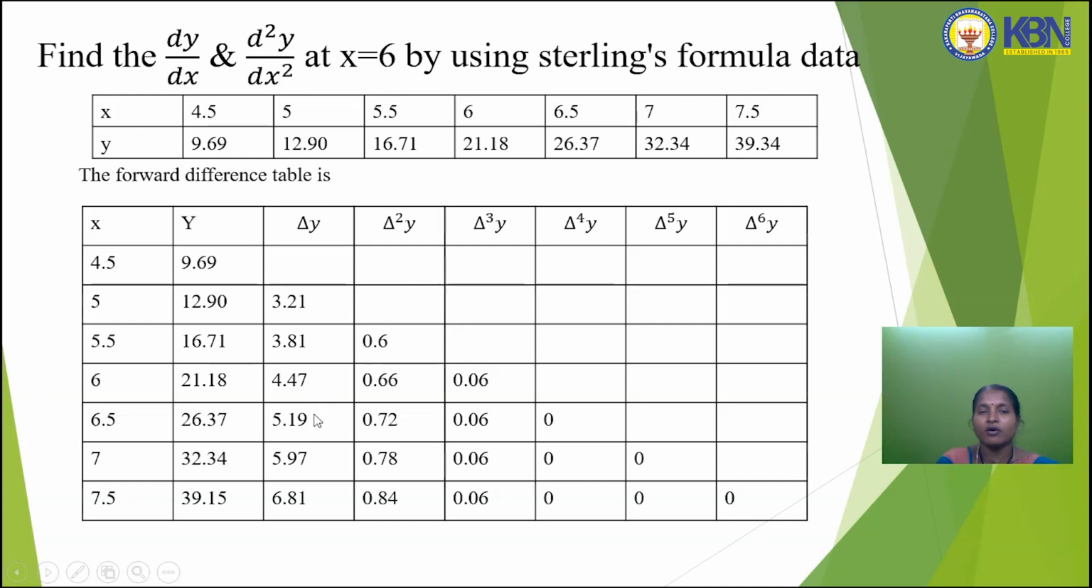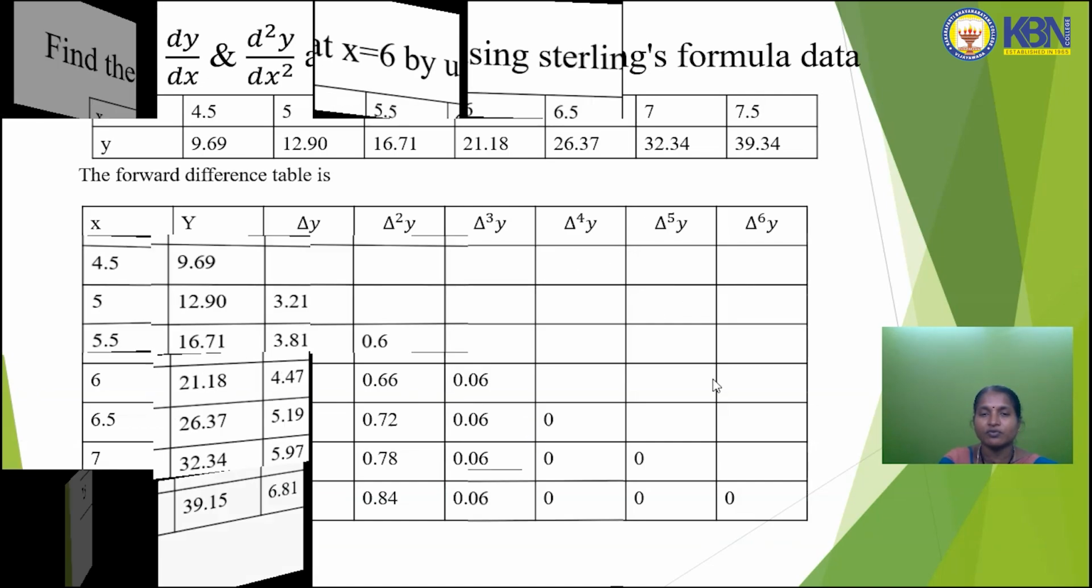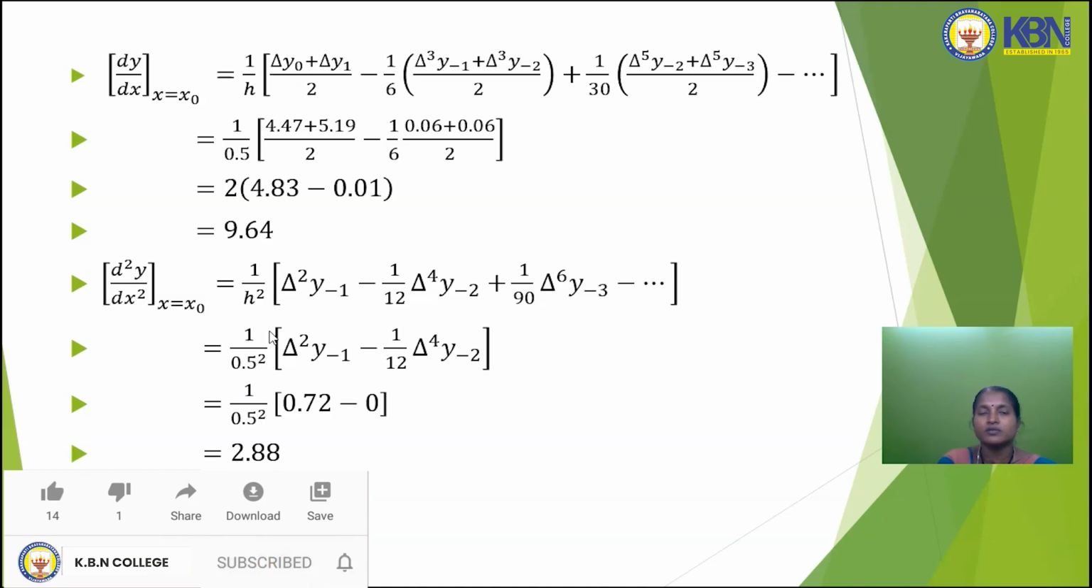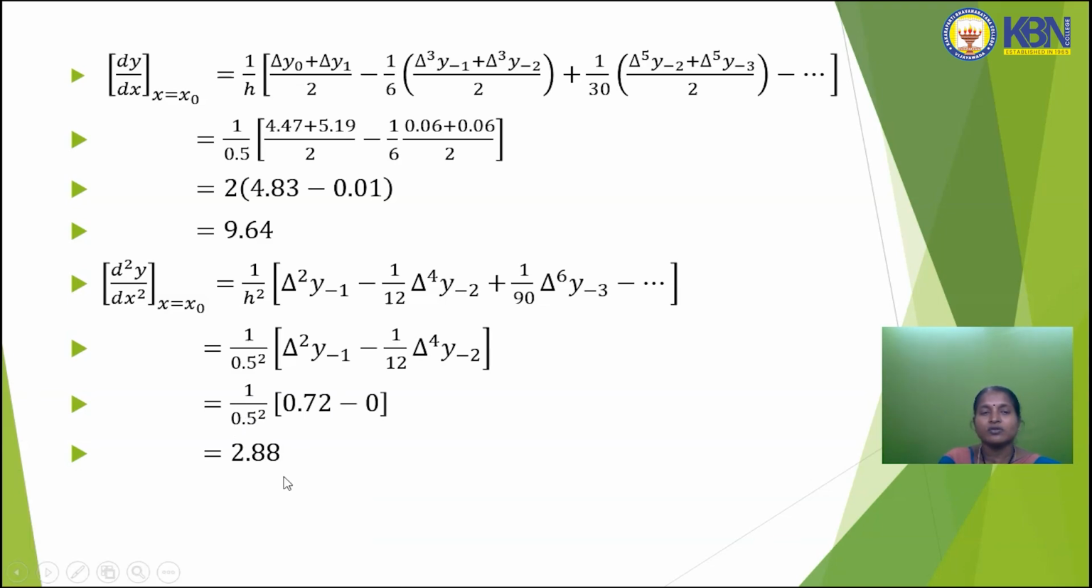This is delta y naught, delta y1, the corresponding value 0.72, because up and down, so the second difference value is 0.72. Obviously the fourth difference is 0, the sixth difference is 0. So you can substitute these values: delta square is 0.72, and delta power 4 is 0. 0.72 minus 0 divided by 0.5 whole square, because h, the common difference, is 0.5. So 1 by 0.5 whole square into 0.72. After simplifying you are getting the answer 2.88.